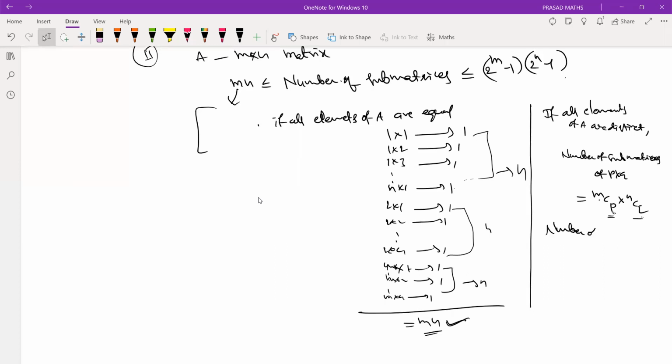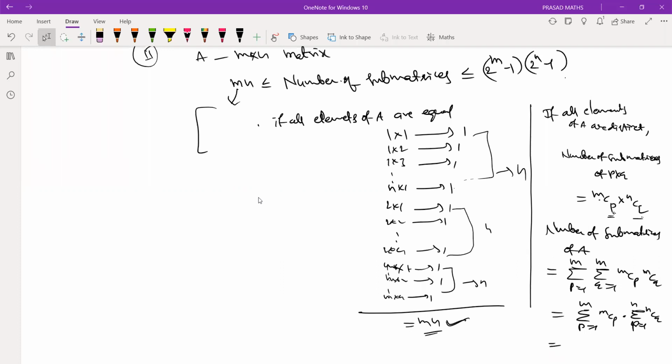So the number of submatrices of A is the sum over p equals 1 to m, q equals 1 to n, of mCp, nCq. That means the summation over p equals 1 to m of mCp, into the summation over q equals 1 to n of nCq. But this is nothing but what actually, in binomial expansion, mC0 plus mC1 plus mC2 plus up to mCm is 2 power m, right?